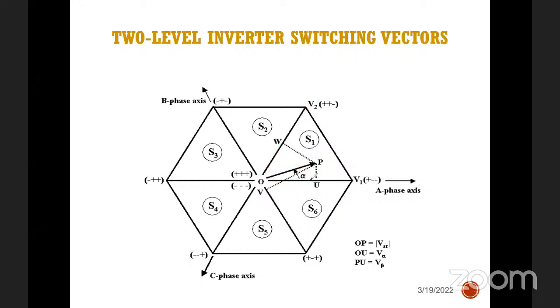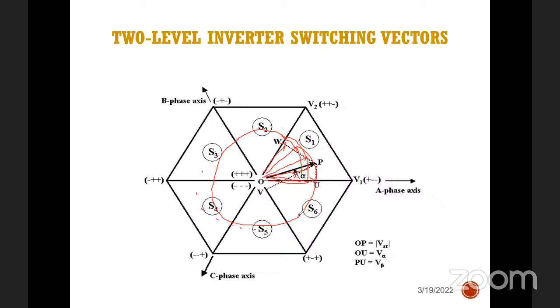I want only 50% of VDC. What is meant by 50% of VDC? I want to get a vector here. This is 0, which is 1 by 2 times of VDC, and the other is 1 by 2 times of VDC at 15 degrees, 1 by 2 times of VDC at 30 degrees, 1 by 2 VDC at 45 degrees, 1 by 2 VDC at 60 degrees. I want to get like this. So I want a vector which is rotating in nature, but its magnitude must be 0.5 times of VDC only, and it has to jump for every 15 degrees like this.